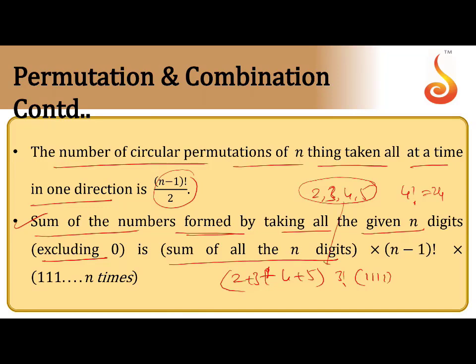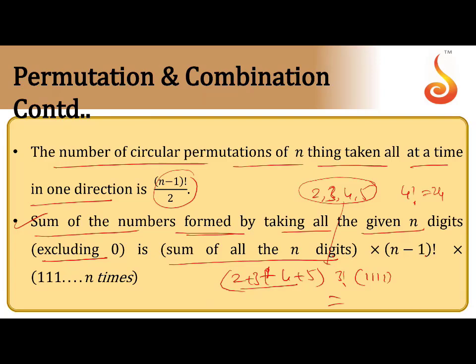So I hope you understand. What is the formula here? The sum of the numbers formed by taking all the n digits is equal to the sum of the digits into (n minus 1)! into 111, n times. That's the formula. For this example, the sum of all possible numbers formed by taking all the digits 2, 3, 4, 5 is the sum of the digits into (n minus 1)! into 111. Simplify to get the answer. That's the value of the sum of all the numbers.